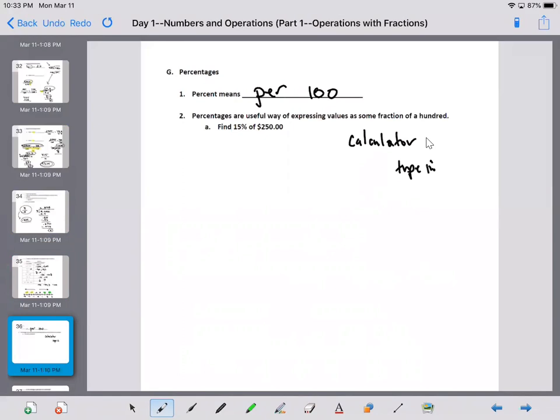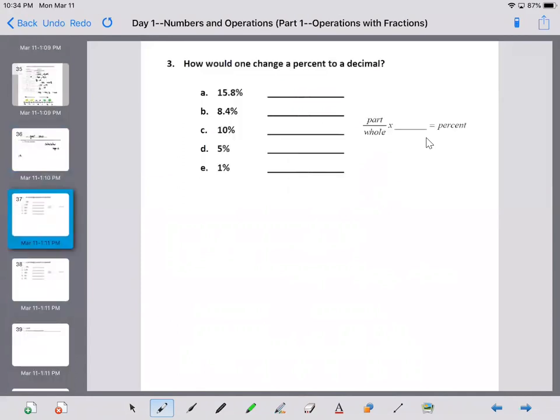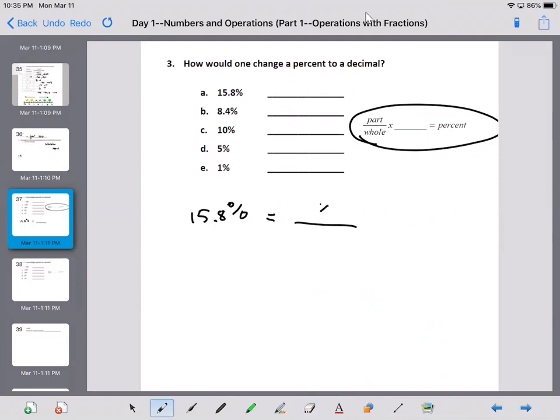Well, if we look at the next few here, we've got 15 and 8/10%. Well, if we think about what's that part, and then what's that whole, and then think about how we could use this formula. Well, we know the percent. I'm just going to flip the formula a little bit. We know the percent. I just don't know the part, but I know that it's all out of 100.